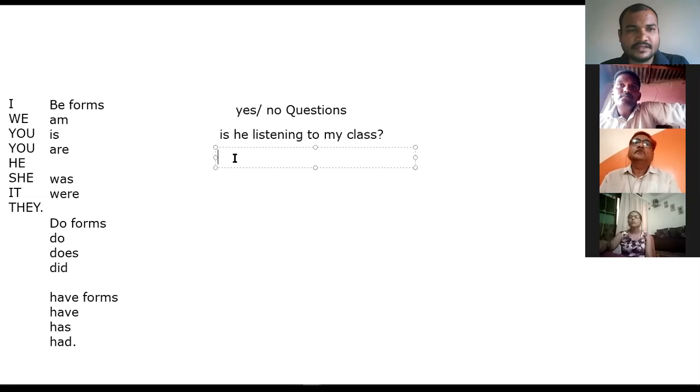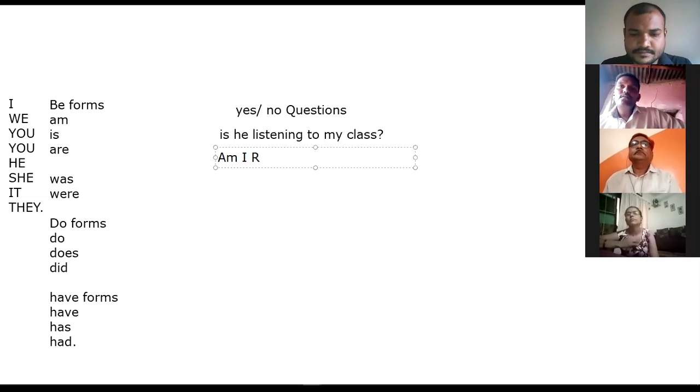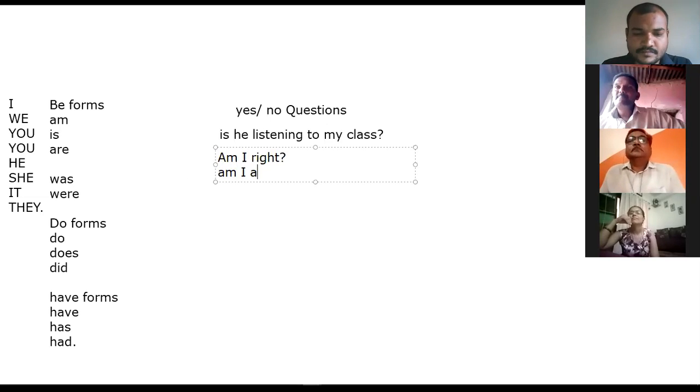First, start with "am". Okay? Am I right? Am I right? Very good. Am I audible? Very good. Am I audible? Right.